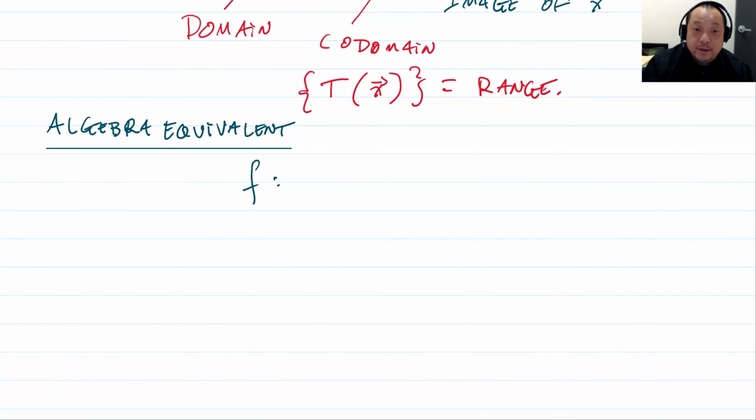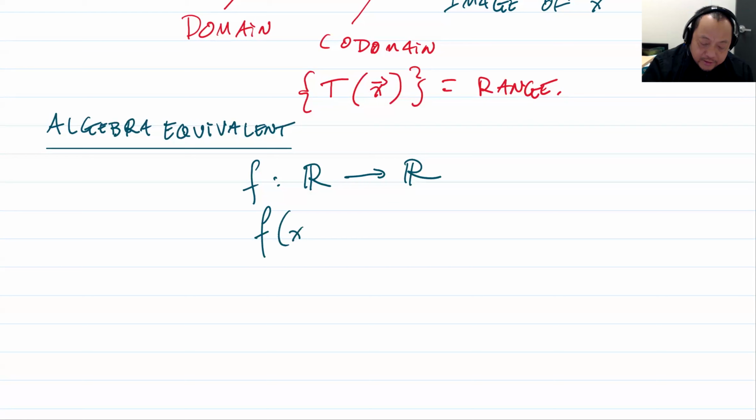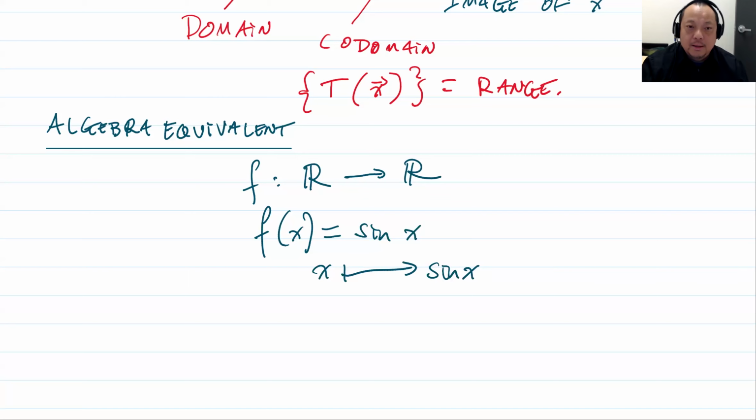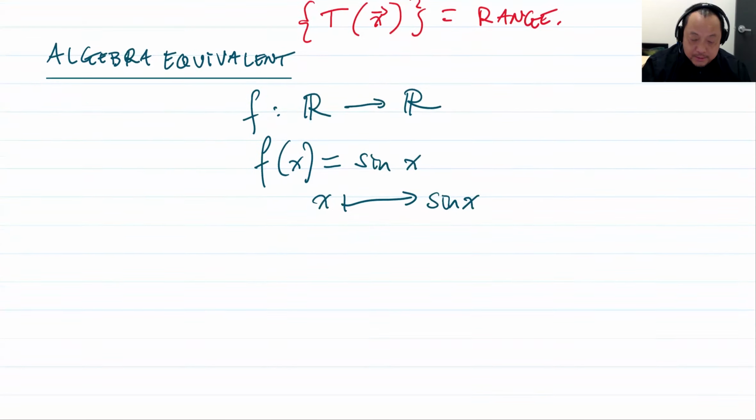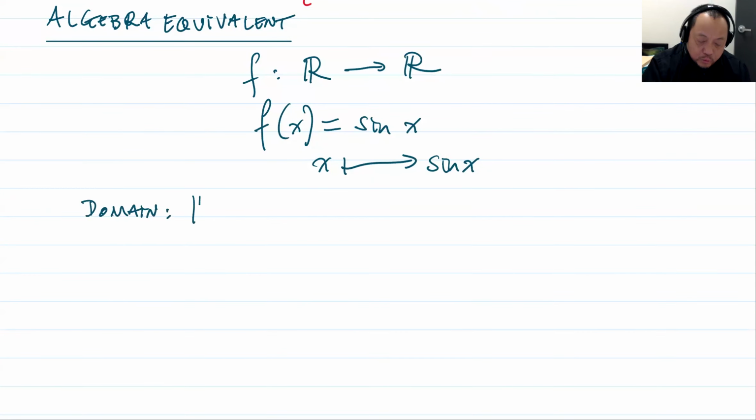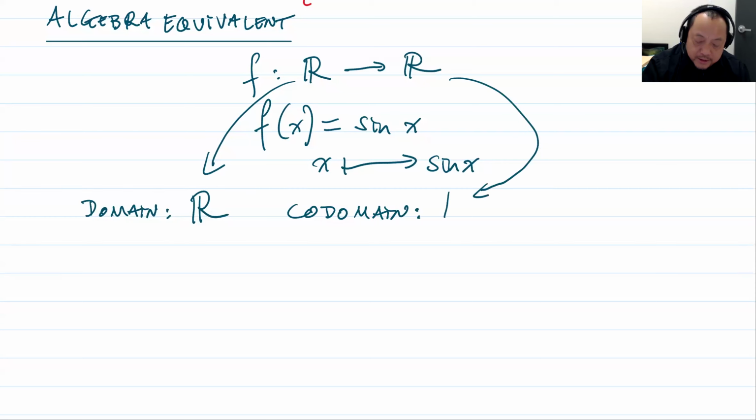Let's take a function f that goes from the real numbers to the real numbers, defined by f of x is equal to sine of x. In other words, I start with the number x and I send it to the number sine x. Then in this case, the domain would be R. The codomain would be the other R.